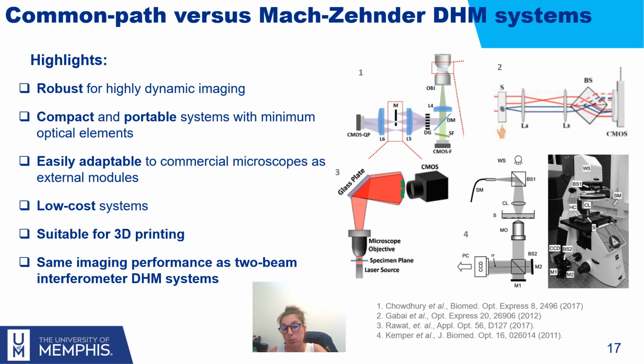They have been made adaptable to a commercial microscope, which means that you can further reduce the price because you don't need to duplicate an entire microscope. You can just have a commercial microscope and add some kind of external module to create your DHM system. People have created those kinds of common path DHM systems using 3D printer parts, definitely reducing the price of the system a lot. And all those advantages come without losing the resolution, the single shot, or any of the features of DHM technology.